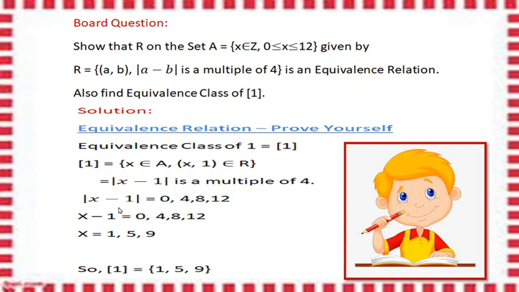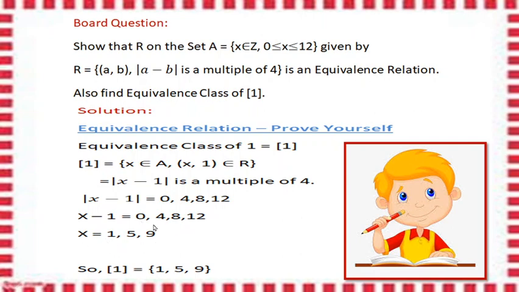So this should be equal to, if we remove the mod, we will take 0, 4, 8 and 12, because all these elements are only there in set A, because x belongs to integer and x is greater than or equal to 0 and less than or equal to 12. So we will not talk about negative signs. So we'll take only positive numbers, and then this minus 1 will be shifted to this side and x is equal to 1, 5 and 9.